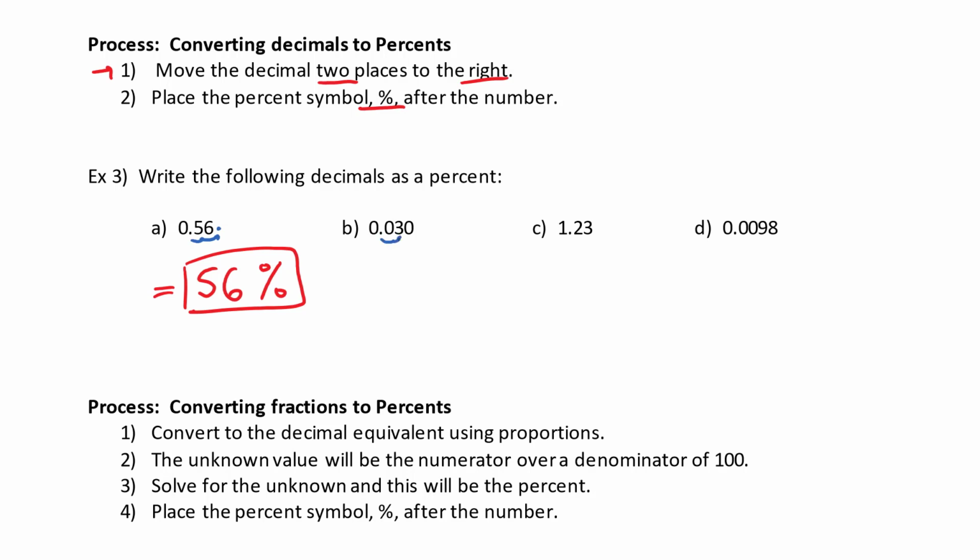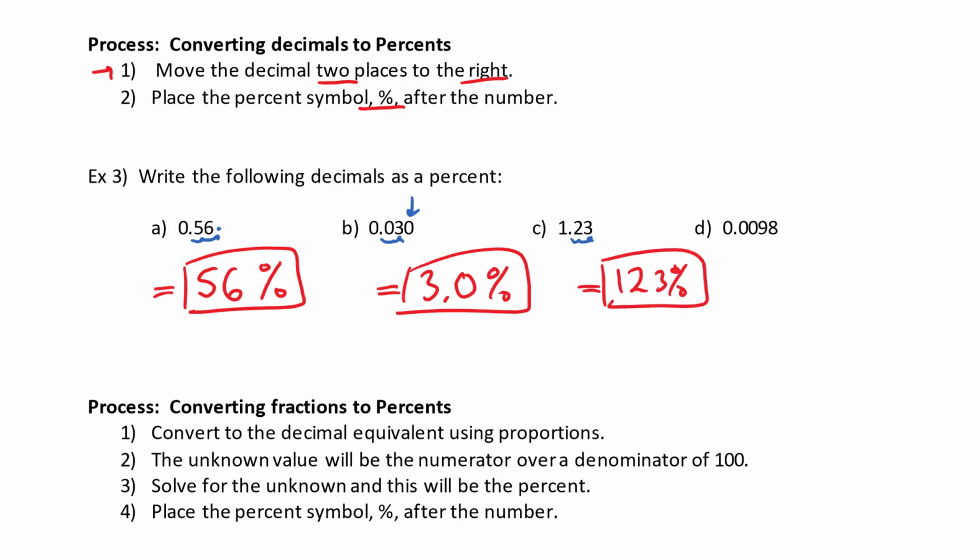Find the decimal, move it over to 3.0%. Please note, I wrote the 0 in. It's important. Very shortly, we'll talk about this in a lecture. If it was not important, it would not have been written in the number. 1.23, we move this over 2, and here we get 123%. And then lastly here we have a very small number. It's going to get slightly larger. Move it over 2, we have 0.98%.